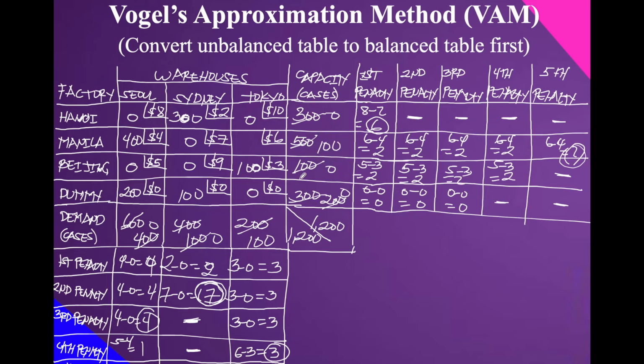And kung titignan nyo, since this table is a balanced na transportation table, yung 100 na natirang capacity ni Manila is eksaktong-eksakto sa natira ni Tokyo na demand, which is 100. So, meaning to say, pwede na po natin yan ilagay dyan, 100, para sarado na yung buong table, 0 na ito, 0 na ito. Tapos na tayo.